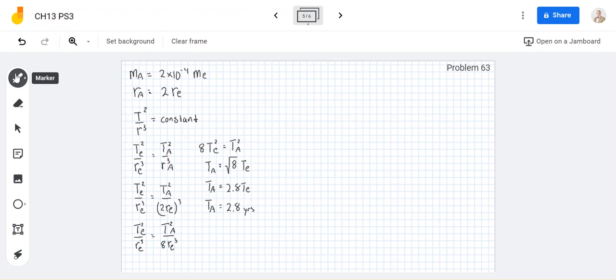The second part of the problem asks a completely different question. It says, what is the ratio of the kinetic energy of the asteroid to the kinetic energy of the Earth? So we have to start from a couple basic ideas here. And one of them is that if you're in circular orbit, let's say these planets are in close to circular orbit, because the centripetal force is equal to the gravitational force, mv squared over r is equal to G big M little m all over r squared.